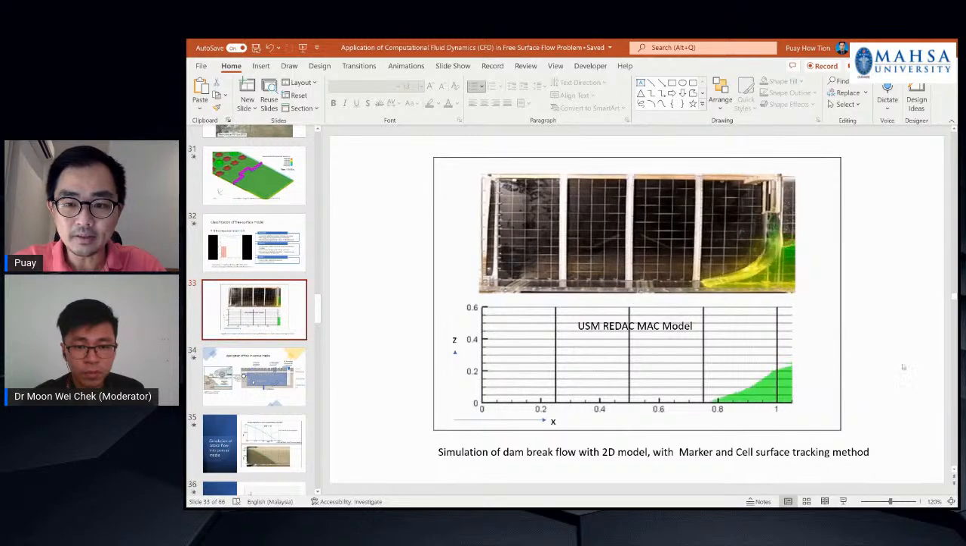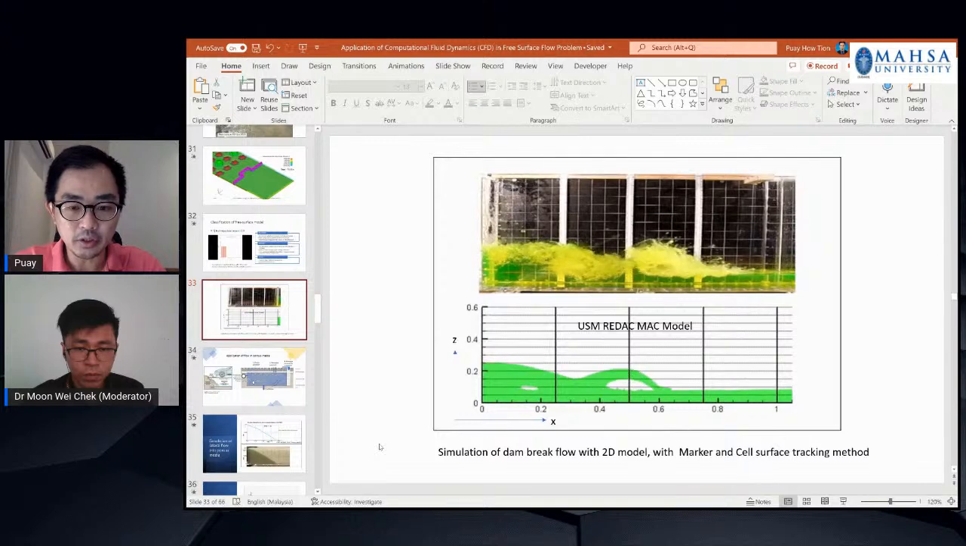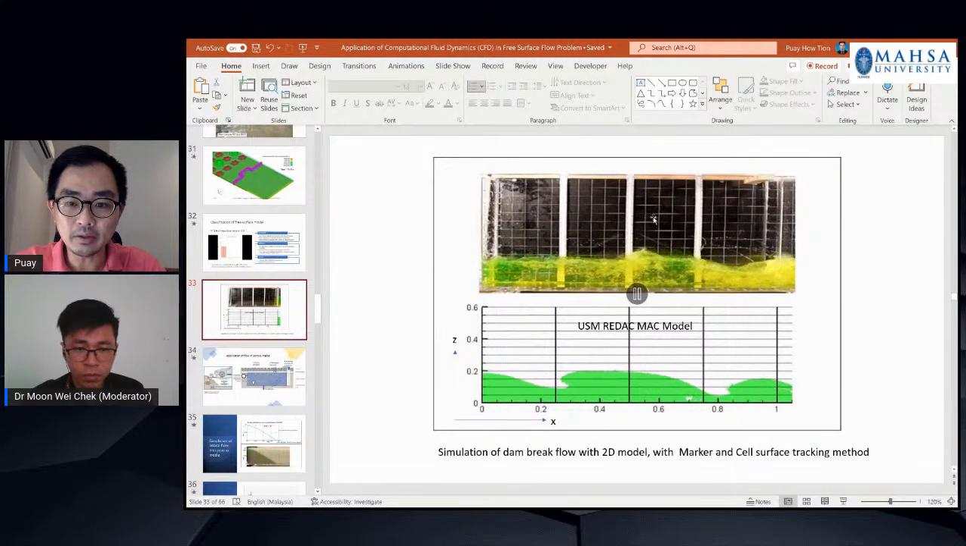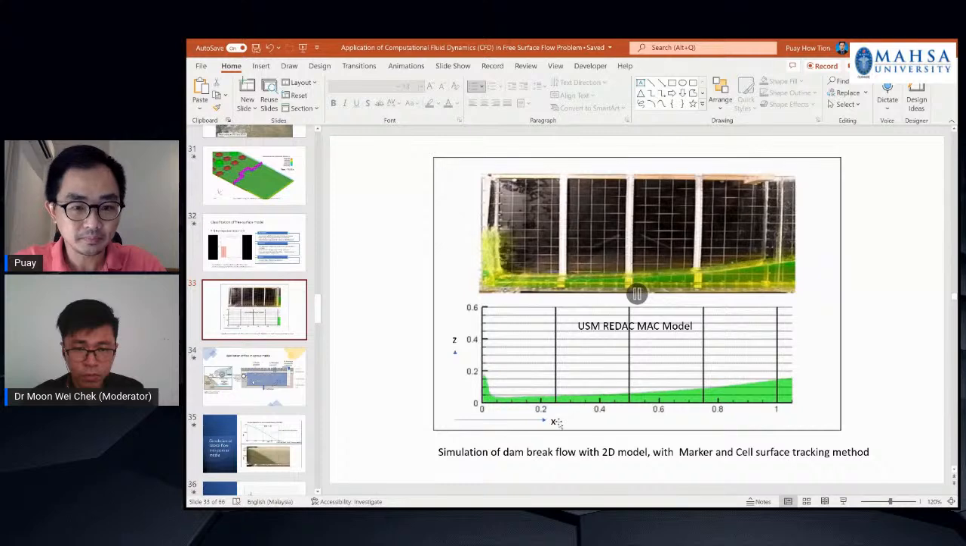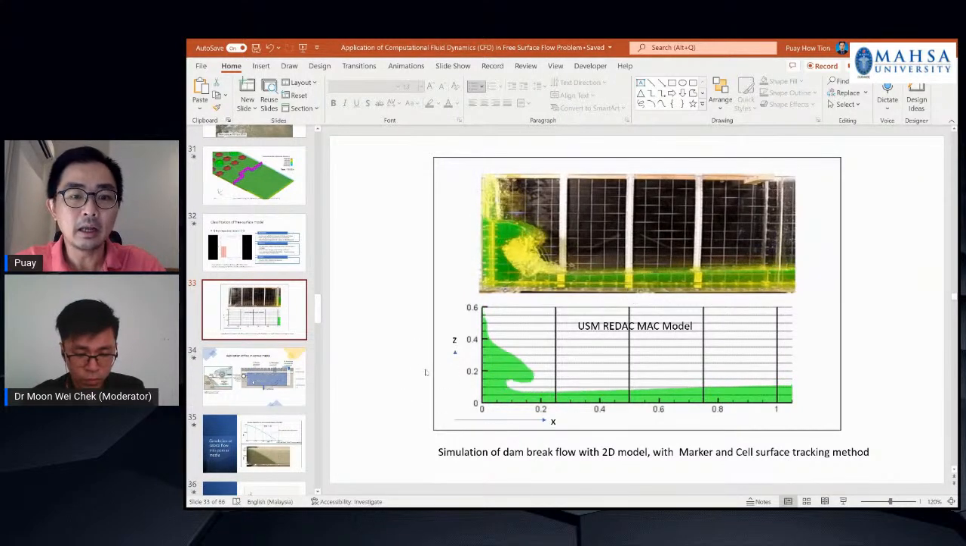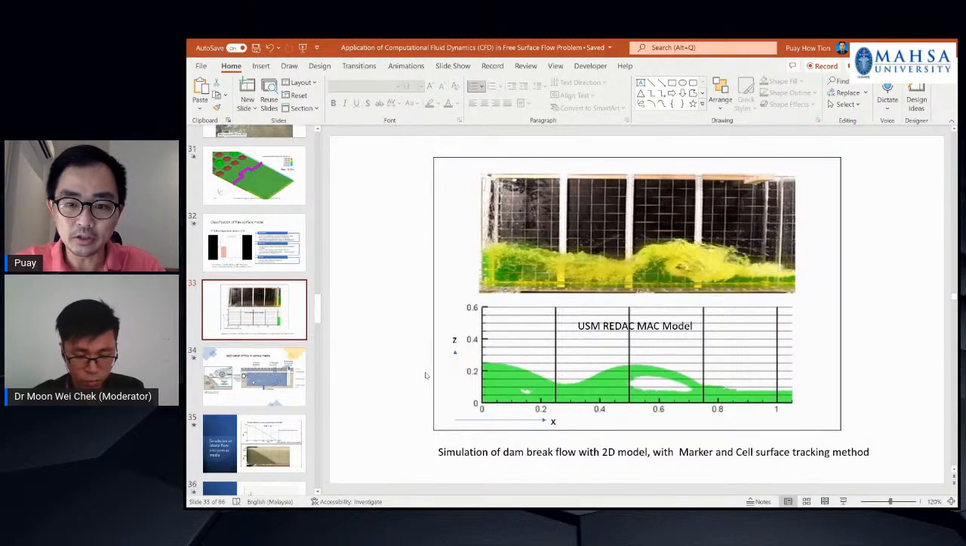This is another comparison between an experiment of dam break flow with the model developed. So we use marker and cell here. You can see the comparison between the experiment and also the numerical model. This is a 2D model, and the experiment, of course, is a 3D phenomenon. So this tells us that a 2D model is not as bad. So if the phenomena can be represented by a 2D model, we can choose a 2D model to save calculation cost and time.